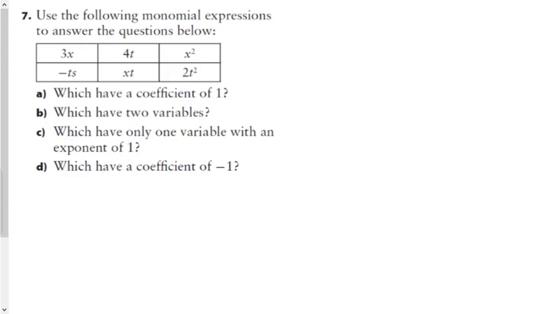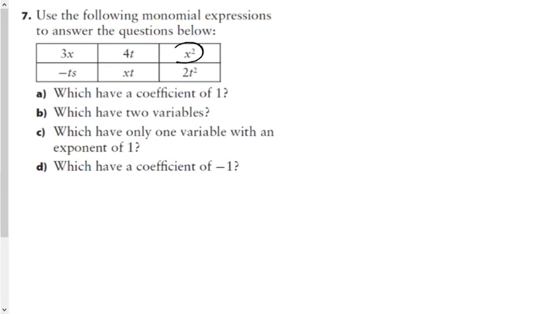Question 7. It says use the following monomial expressions which have a coefficient of 1. This has a coefficient of 1 even though it's not written. And this one has a coefficient of 1 even though it's not written. Which have 2 variables. This has 2 variables, P and S. And this has 2 variables, X and T. Some people might think this has 2 variables because X squared would be an X times an X. But it is only 1 X. It's not 2 X's, it's just 1. It's 1 variable.